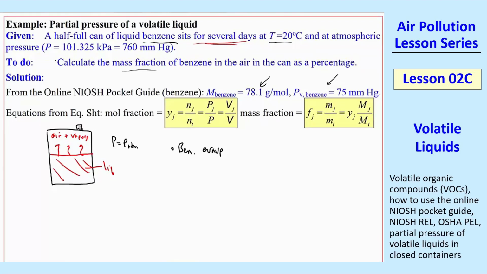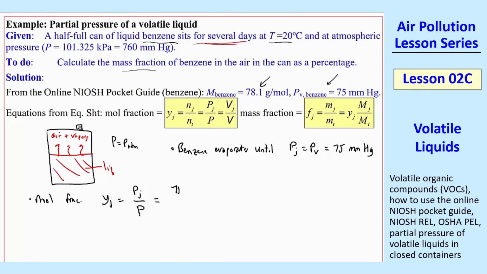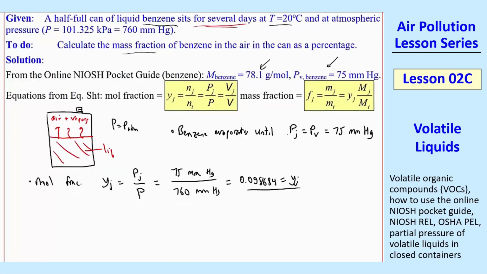So we know that it evaporates until it's saturated. The benzene evaporates until Pj is equal to the vapor pressure, or 75 millimeters of mercury. Now I can calculate the mole fraction, yj, equal to Pj over P. And what is the pressure? Well, if we assume that the pressure is atmospheric pressure, and that's not necessarily true, this would be 75 millimeters of mercury over standard atmospheric pressure, 760 millimeters of mercury. So this gives us 0.098684 as my yj.